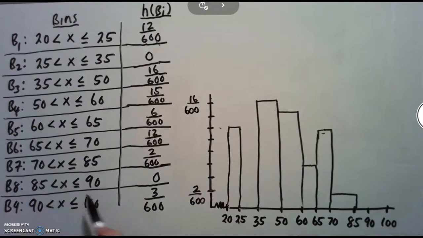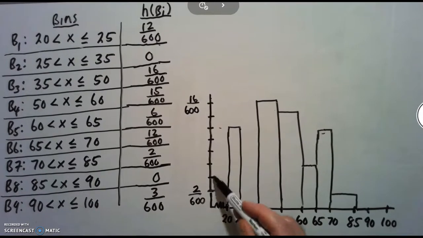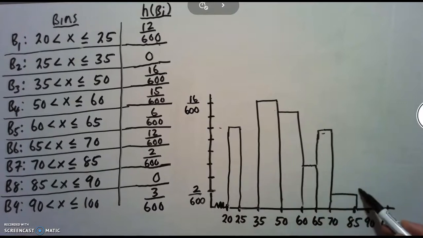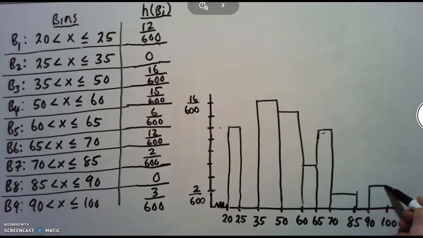And from 85 to 90, it's 0, so it'll be down here. Then from 90 to 100, it's 3, so that's 2, that's 4, so it's halfway in there. So that's about there. Oops, but it's over here, this one. Okay, so this would be your histogram.